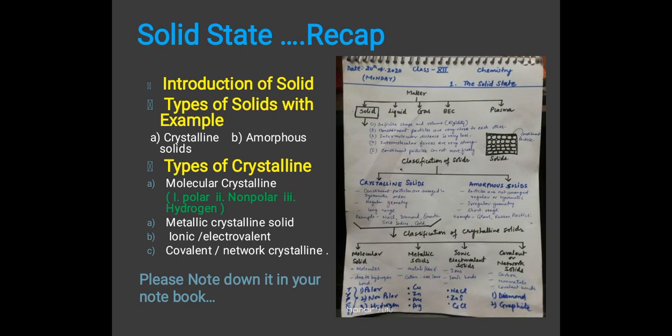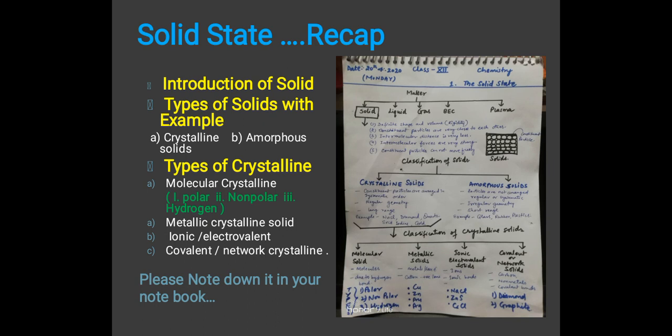First, we did the introduction of solids and types of solids with examples. There are two types of solids, crystalline and amorphous. Crystalline solids are divided into four different types: molecular crystalline, metallic crystalline, ionic (electrovalent) crystalline, and covalent (network) crystalline. Molecular crystalline is also of three types: polar, non-polar and hydrogen. Hope you have done all these topics, understood them well and noted them down in your notebook.